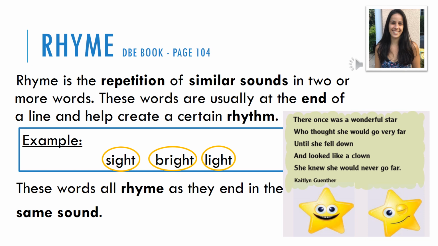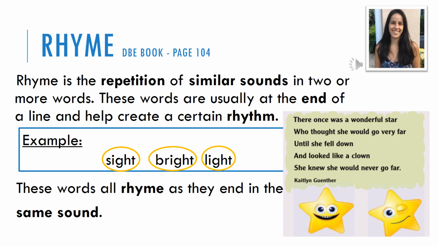If you go to page 104 of your DBE book, you will see that there are 3 limericks there. A limerick is a 5-line poem that is meant to be quite funny. What I want you to do is look at those poems and look for the words that rhyme.